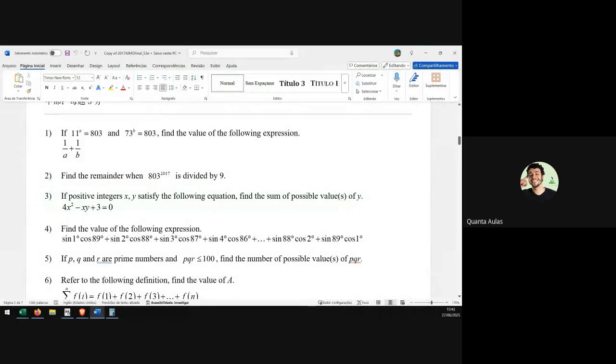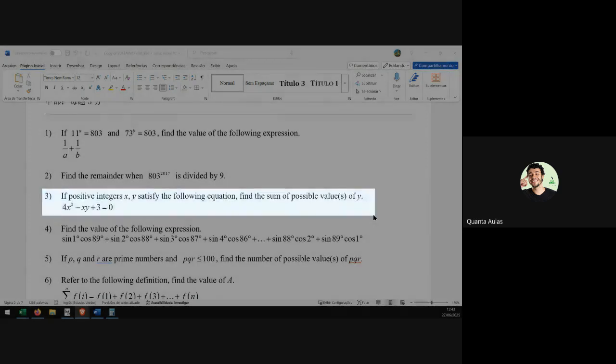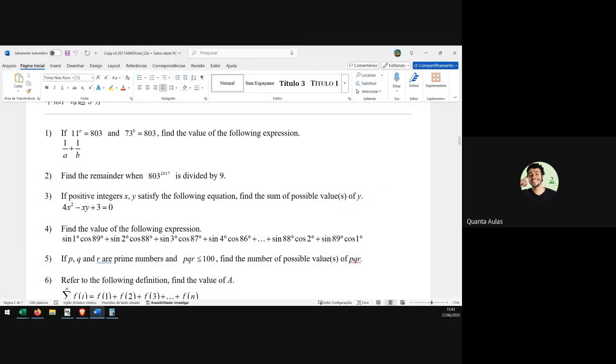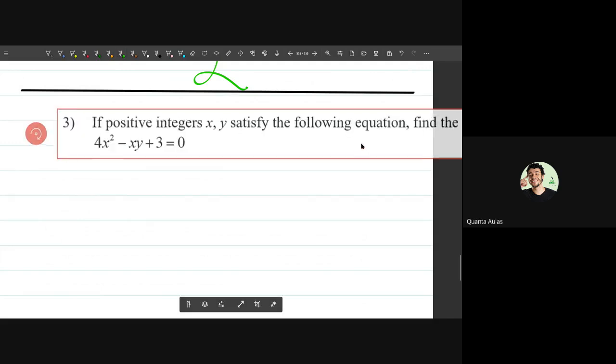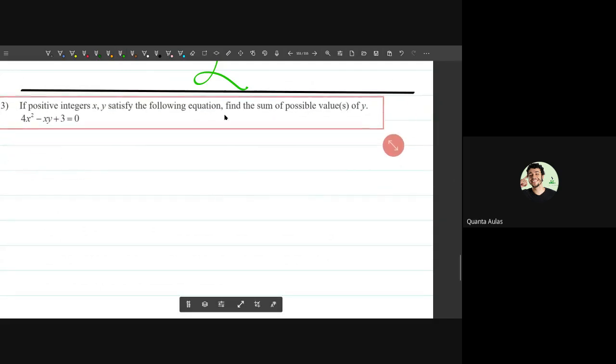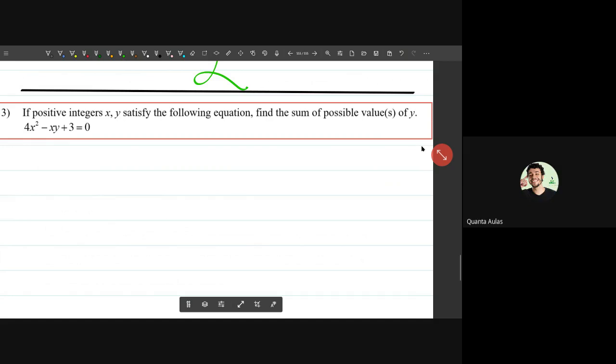Let's go to the question. Let positive integers x, y satisfy the following equation. Find the sum of possible values of y. So we have this interesting equation where we have x and y in the same equation. It's very different. Let me see. Positive integers. You can think a little bit, and I will think too. So when you have some idea, any idea, you say to me, okay?